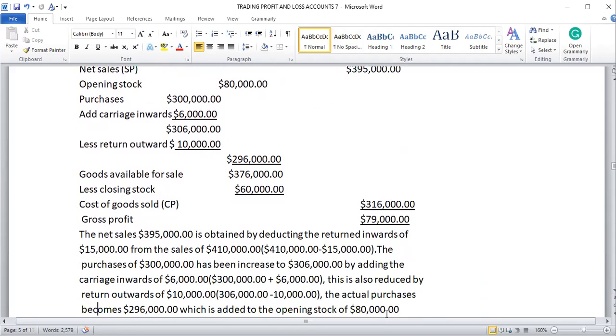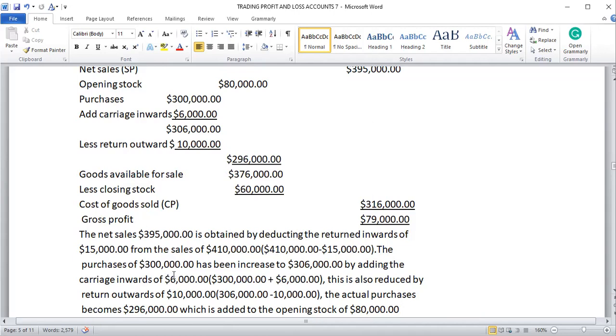So that is all that I'm explaining here. The net sales is $395,000. It's obtained by deducting the return invoice of $15,000 from the sales of $410,000. So $410,000 minus $15,000, we get what? We get our $395,000 as our sales. So I'm explaining how we arrive at our sales, as I've explained already. It's just $410,000 minus $15,000 return. Then we get $395,000.